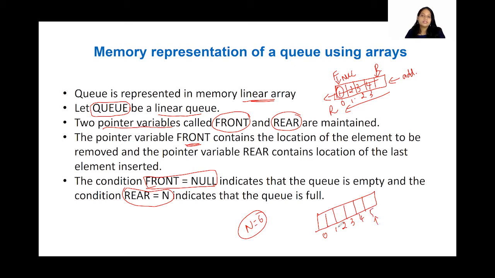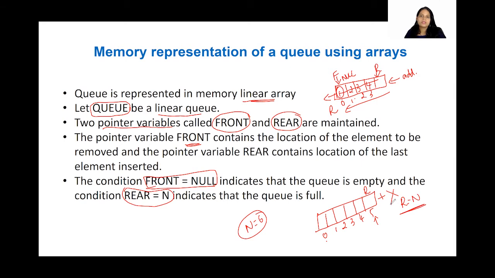Because we are starting with 0. This I'm explaining many times because you need to remember it. So when I say my rear is pointing at 5, this is nothing but it is pointing at the 6th element, which is equal to my number of elements. So when my rear becomes number of elements, that means I cannot add any more items.